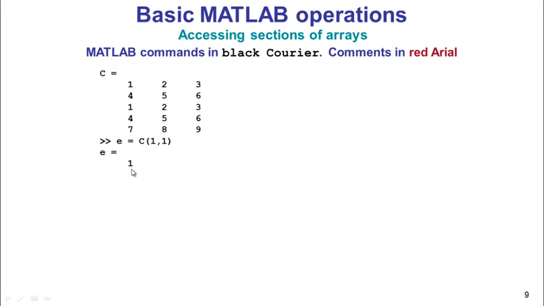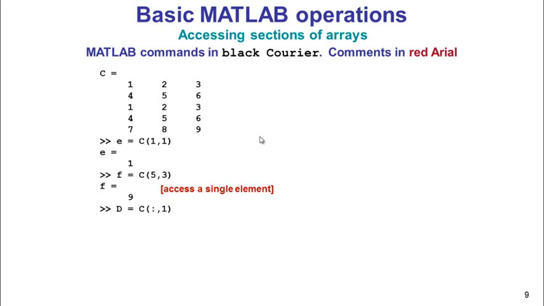e is 1. Why do we get this result? Well, this tells us to look at the array C, look at the first row of C and the first column of C. And if we look at the first row and the first column, we see that's the number 1 right there. We could also say little f is C(5,3). That would be fifth row, 1, 2, 3, 4, 5, third column, 1, 2, 3. And so therefore we would get f equals 9. Either one of these will access a single element of the array.